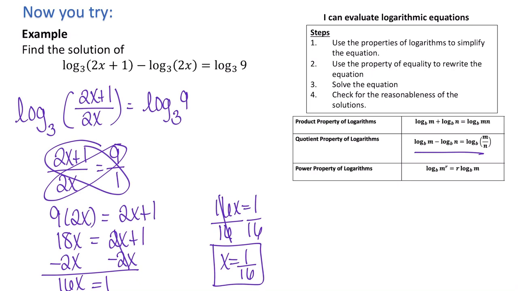And if we go back to our original logs and plug in 1 over 16, we get the log base 3 of 2 times 1 over 16, so that's 1/8 plus 1, minus the log base 3 of 2 times 1 over 16, so that's 1 over 8, and that equals the log base 3 of 9. So we don't have any negative numbers there in the logs, so x equals 1 over 16 is a good solution.